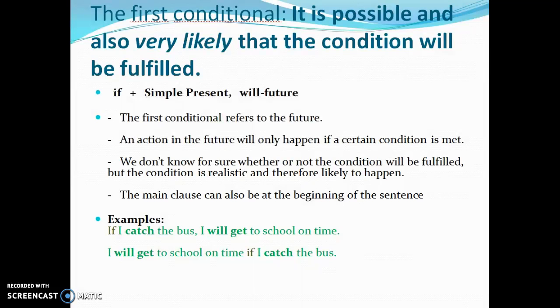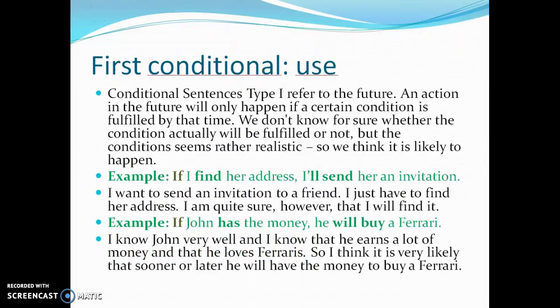Let's give some examples. If I catch the bus, I will get to school on time. I will get to school on time if I catch the bus. When do you use the first conditional? Well, conditional sentences type 1 refer to the future. An action in the future will only happen if a certain condition is fulfilled by that time. We don't know for sure whether the condition actually will be fulfilled or not, but the conditions seem rather realistic, so we think it is likely to happen.